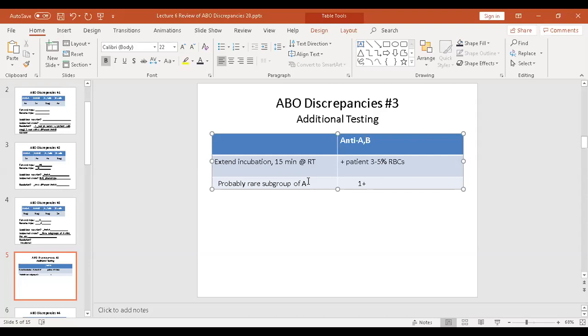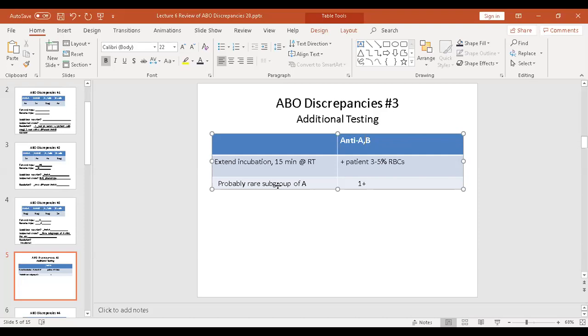And so this is absolutely then going to confirm to us that this is one of those rare subgroups of A. To do further confirmation on this, they can actually do molecular testing to determine which rare subgroup it is. But just remember that with these rare subgroups of A, they're very, very rare, maybe 1 to 8% of the population, it's extremely rare. And some of them are rarer than others. But basically, they would still be considered a type A.